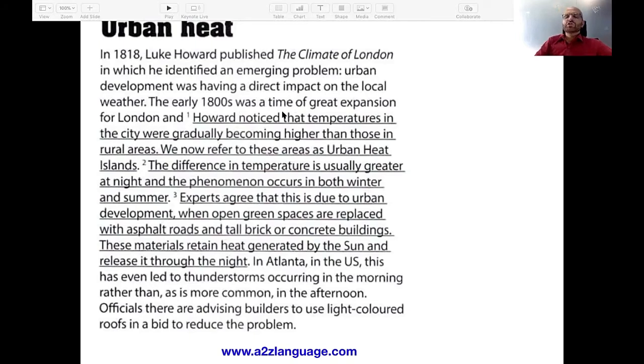So we read this urban heat article taken from authentic Cambridge University IELTS material. Now we are going to have a look at a few questions, and we are practicing true, false, not given questions. On the next slides, there are 3 questions which are asking you to verify whether they are true, false, or not given from the information in this passage titled Urban Heat. So let's go over to the next slide and read the questions.